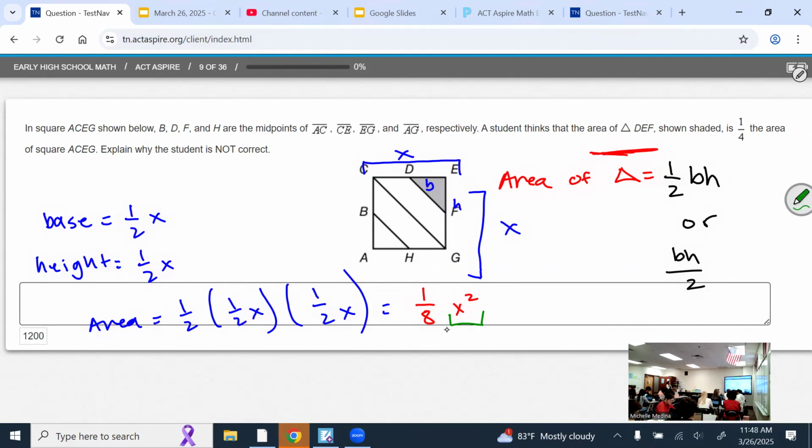Okay, so that's why the person is not correct in saying that it's 1/4 of the square, because 1/2 times 1/2 times 1/2 is 1/8. But they probably want complete sentences, some details, some calculations. So everything I just said, you would type up in that box and use it to justify.